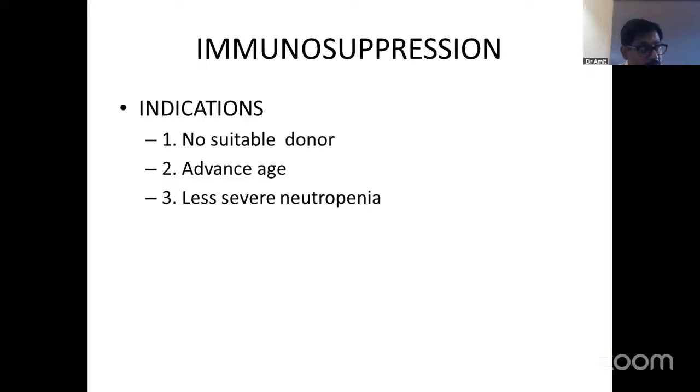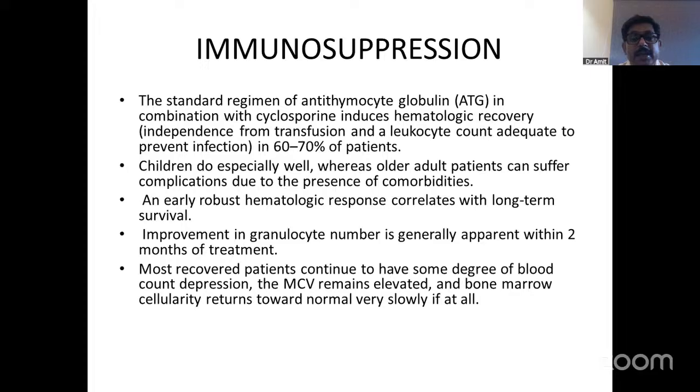Now, immunosuppression is indicated where there is no suitable donor, where the age of the patient is advanced, and where the disease is of a milder variety, with less severe neutropenia. The standard regimen is antithymocyte globulin, the ATG, in combination with cyclosporine, and this induces a hematological recovery to the tune of 60 to 70%. Improvement in granulocytes generally is apparent within 2 months of treatment, and early robust hematologic response correlates with long-term survival. So if there is an early response, think of long-term survival.